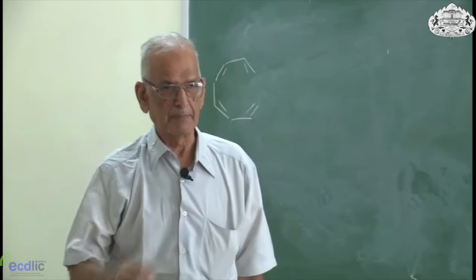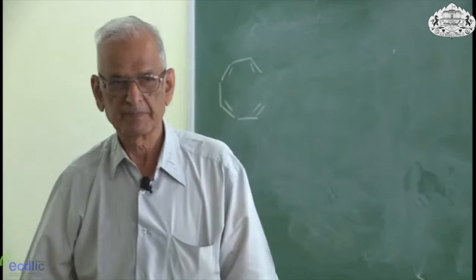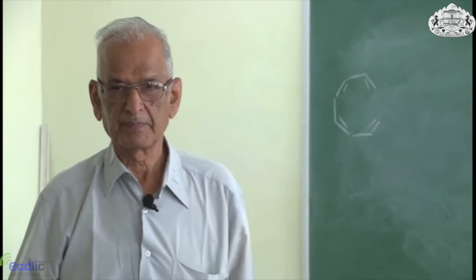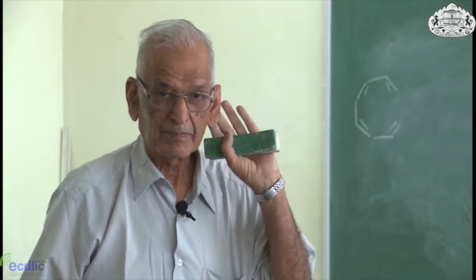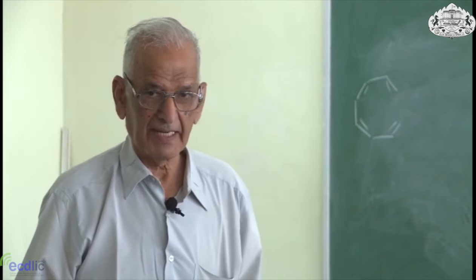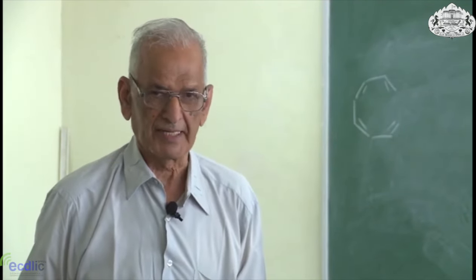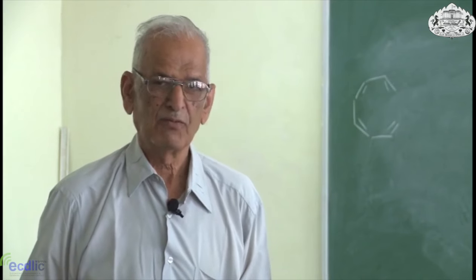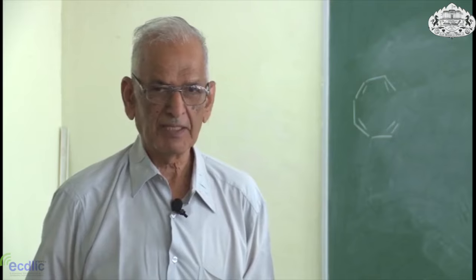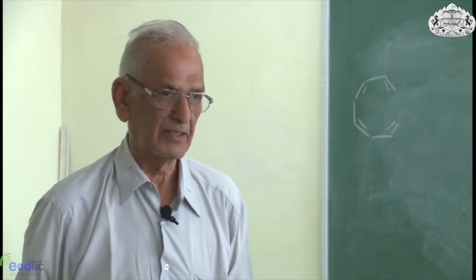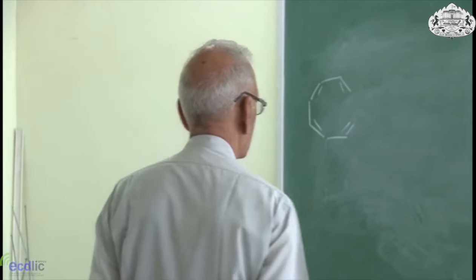What will you call this compound? How many carbons? 8 carbons. So octa. How many double bonds? 4 double bonds. Octatetraene. You want to put the numbers? 1, 3, 5, 7, octatetraene.